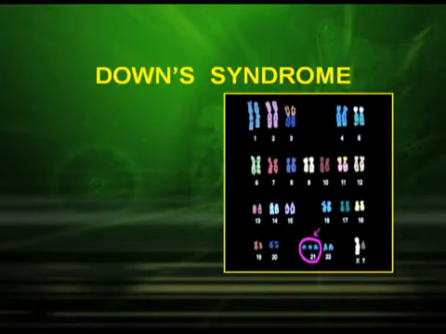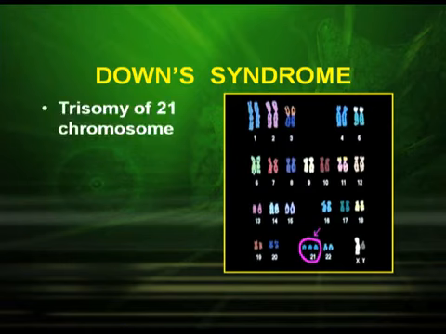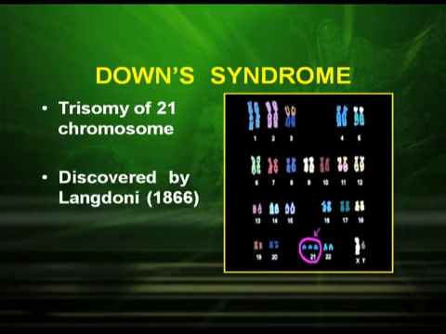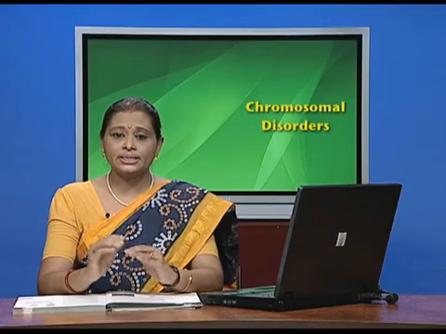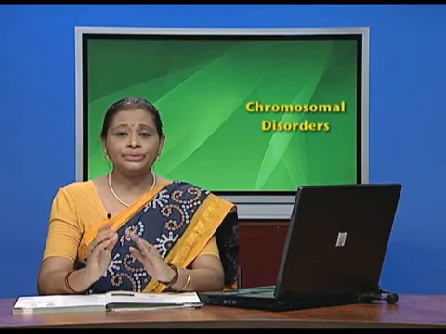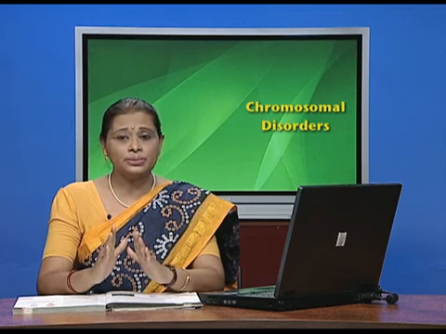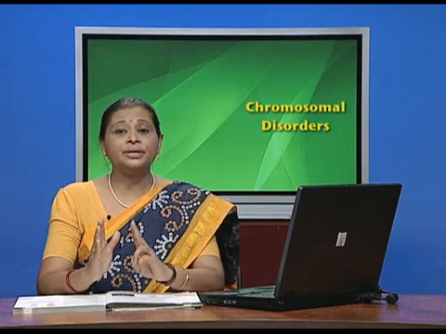Now let us study some chromosomal disorders in humans. One of the common disorders is Down syndrome. Now let us see the genetic basis of this disease. It is due to trisomy of chromosome 21. It was discovered by Langdon in 1866. Trisomy of chromosome 21 means that chromosome 21 is present in three copies.